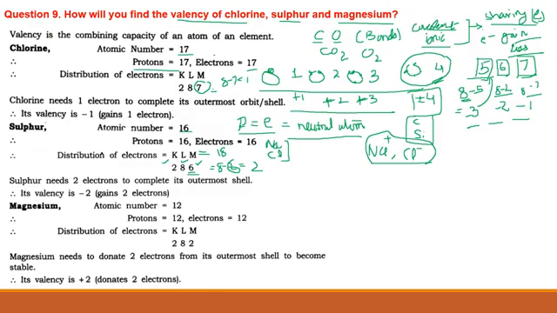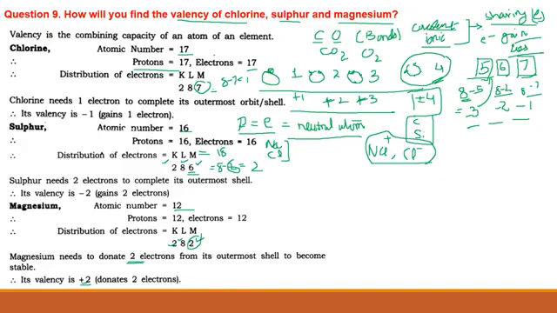Now let's see about magnesium. Magnesium's atomic number is 12, so the electronic configuration is 2, 8, 2. Magnesium can lose 2 electrons, 2 electrons can easily be lost. So the valency is 2, or we can write plus 2 because it is donating electrons.